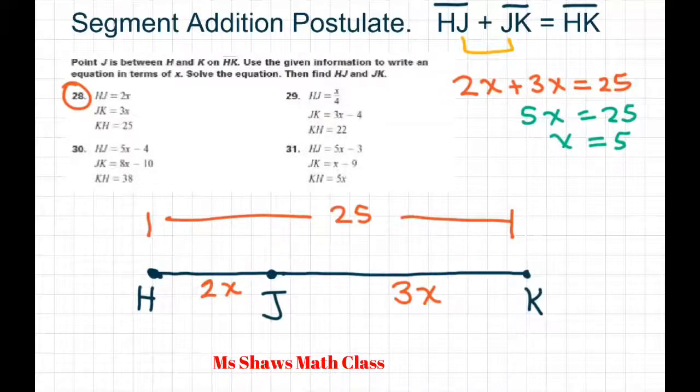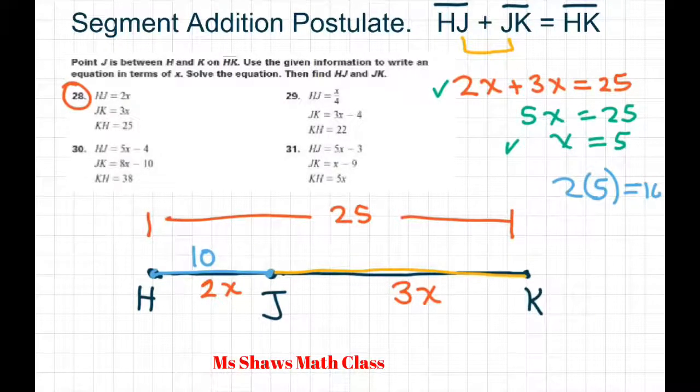So now we set up our equation, and we solve the equation. Now we have to find HJ and JK by using substitution. So I'm going to do 2 times 5 is 10. So this line segment is 10. And then that would mean that this line segment has to be 15. But let's check. 3 times 5 equals 15. So that's the idea. It's very intuitive.